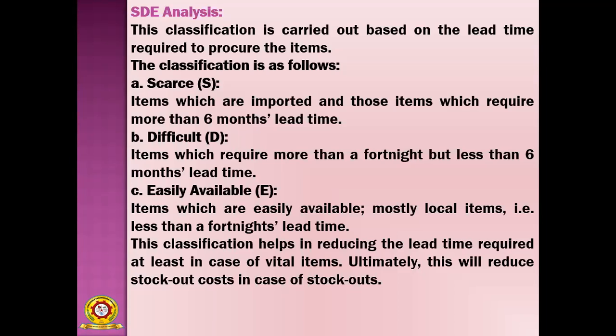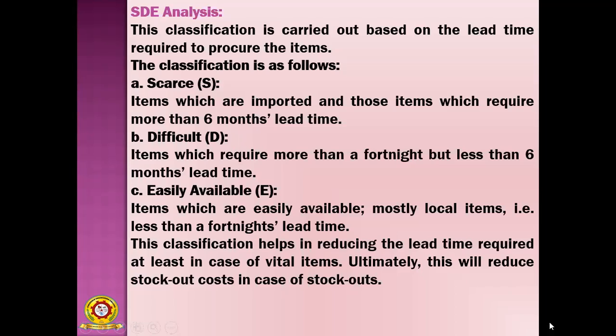So more than 6 months you have to get it after placing the order. Okay. So items which are imported and those items which require more than 6 months lead time. When you are placing the order and you are receiving the stock in between time more than 6 months, the lead time is more than 6 months, that will be treated as scarcity item. That means it is rarely available in the market. So if you need this, but you are not getting it in an immediate manner, that is a scarcity item.